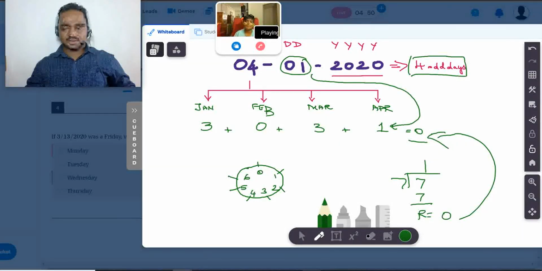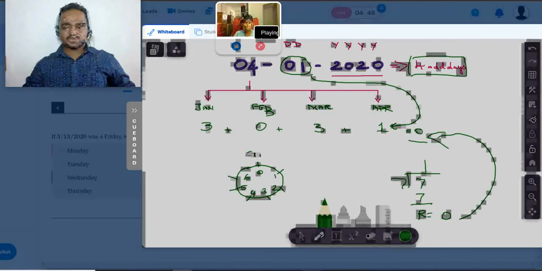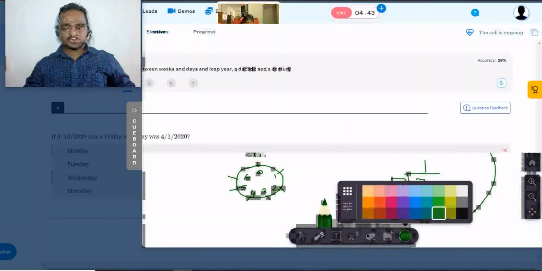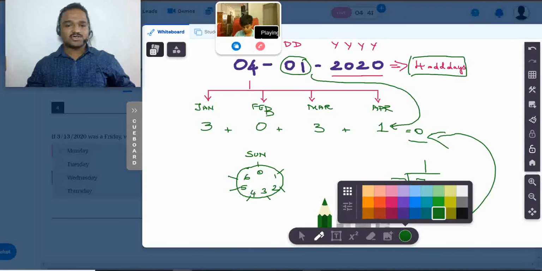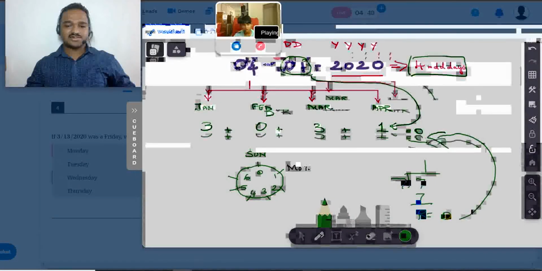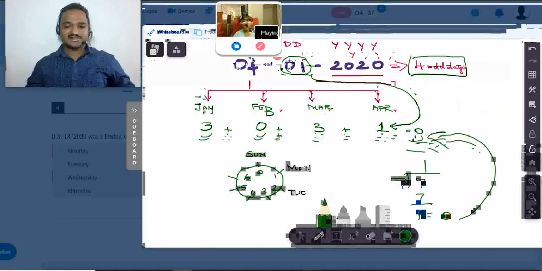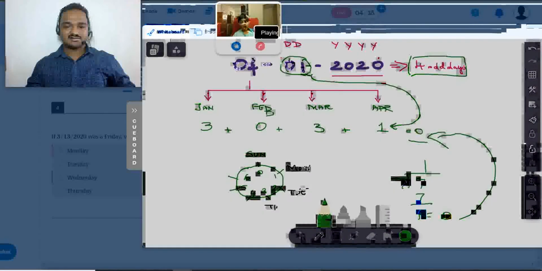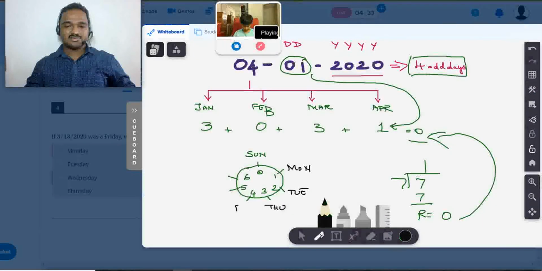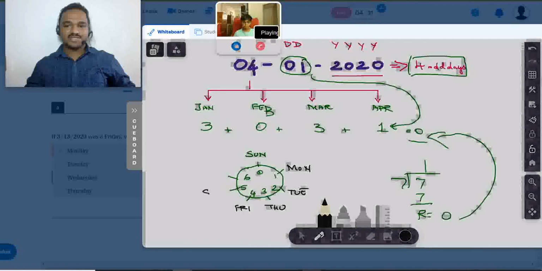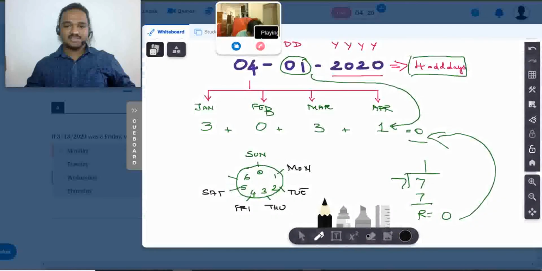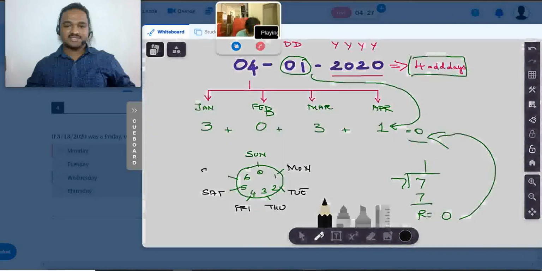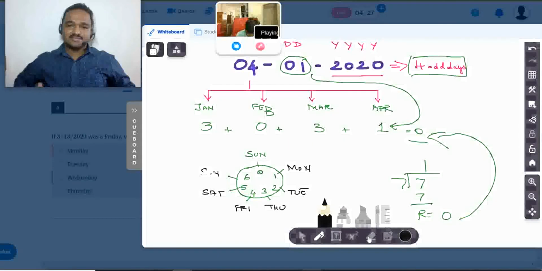So the concept of odd days is, Shriyan, when you divide by 7 and get 0, that day is considered as Sunday, the 0th day. Then 1 is Monday. 2 is Tuesday. 3 is Thursday. 4 is Friday. 5 is Saturday. And 6 is Sunday.